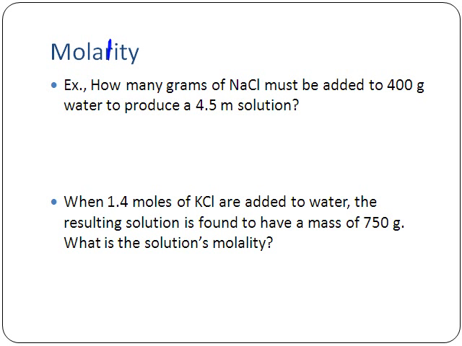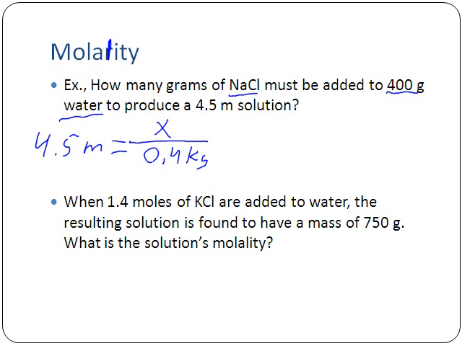Molality. How many grams of NaCl, sodium chloride, must be added to 400 grams of water to produce a 4.5 molal solution? In this case we know we have a 4.5 molal solution. Molality is equal to the number of moles of the solute, NaCl. We don't know that, so that'll be X, over the number of kilograms of solvent. The solvent here is water, and we have 400 grams, which is 0.4 kilograms.